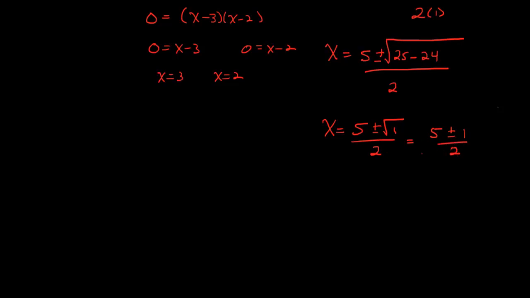That plus or minus indicates two different solutions. So we get x equals 5 plus 1 all over 2, and x equals 5 minus 1 all over 2. So 5 plus 1 is 6 over 2, which is a value of 3. And 5 minus 1 is 4 over 2, and we get the other value of 2.